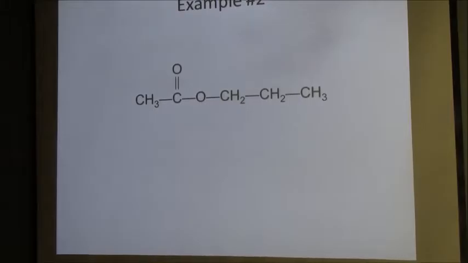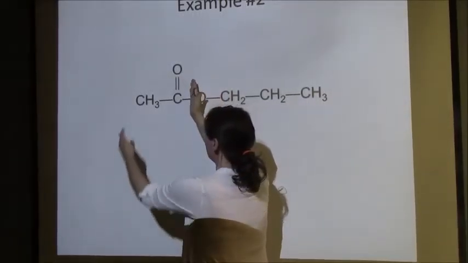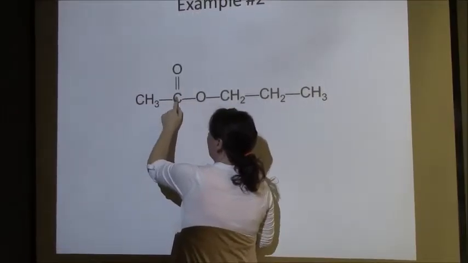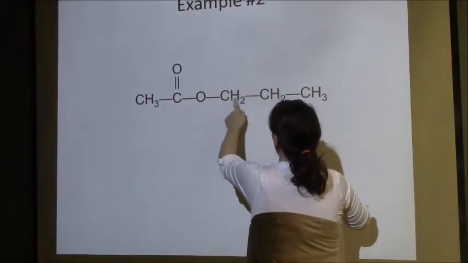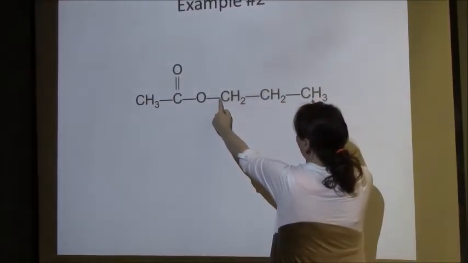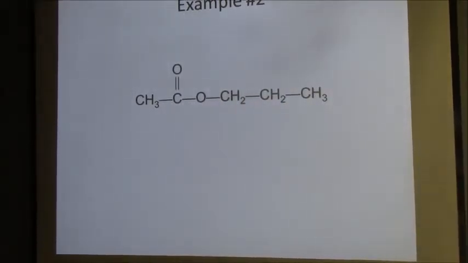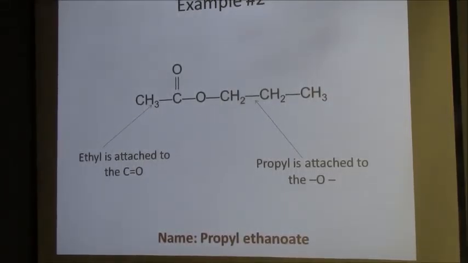Here's another example. We're going to break it down. The part that includes the carbonyl, this piece came from the carboxylic acid. That's a 2-carbon chain. Don't forget to count this carbon as part of that. Okay, so that's ethyl. And then 1, 2, 3, this came from the alcohol. All right, so 1, 2, 3, so that's propyl. So the part that comes from the alcohol goes first. And the part that came from the carboxylic acid is second. So propyl ethanoate.